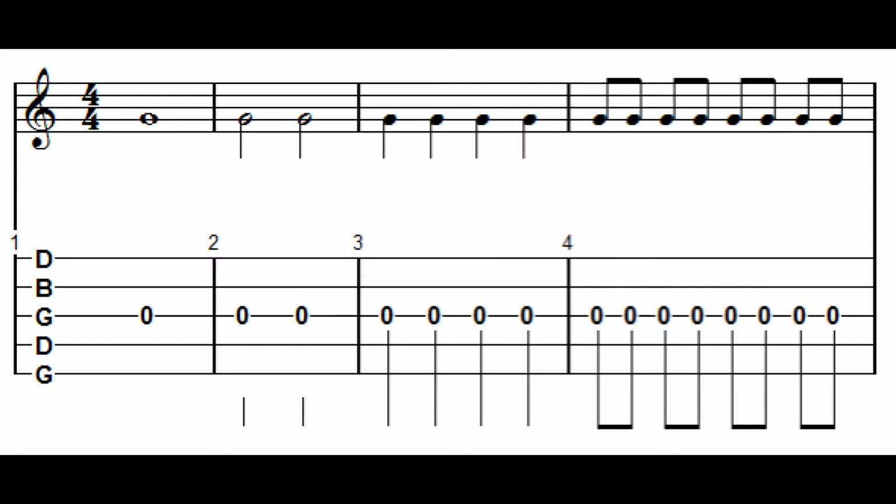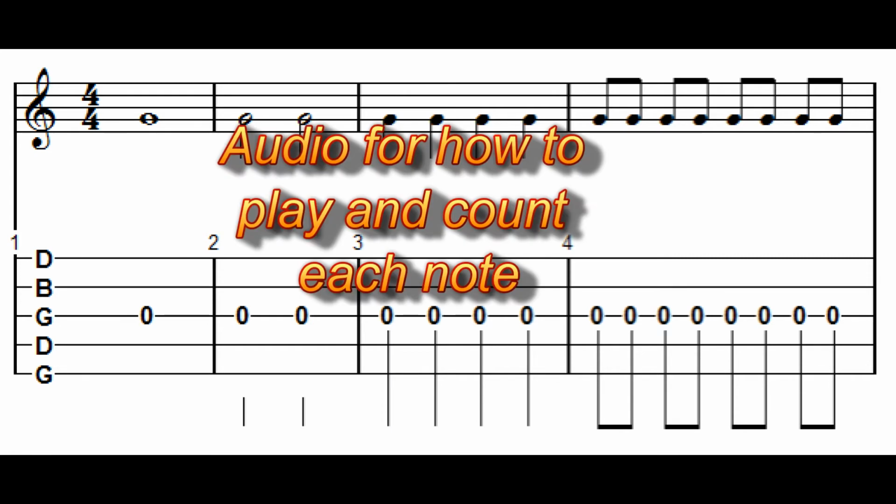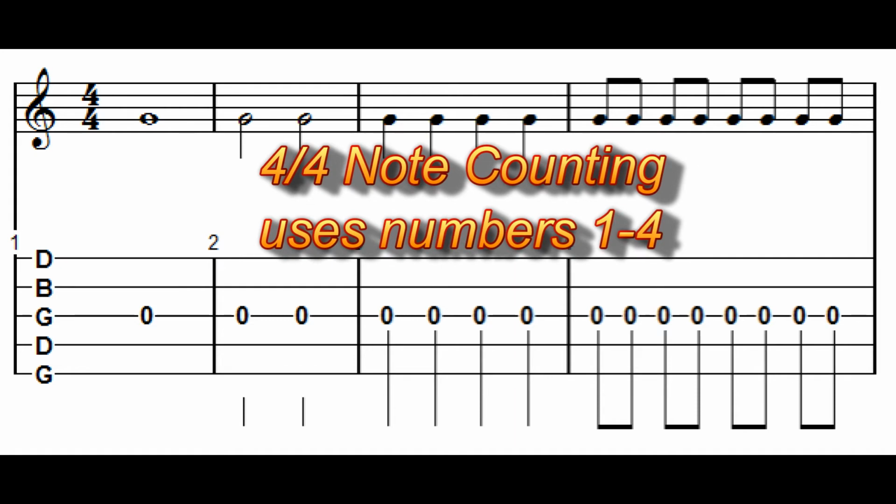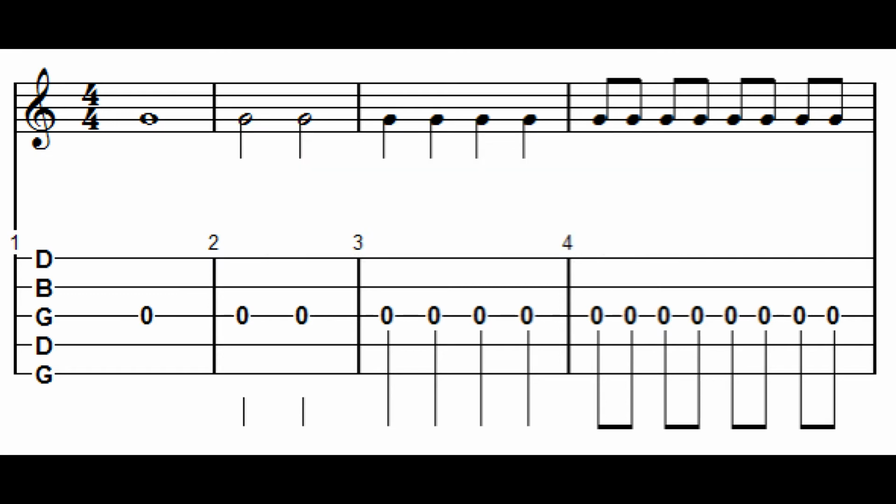Using our previous tab example, you will hear a short audio for each of the 4 notes, which will demonstrate how each note is both played and counted within the measure. Note counting uses the numerical values 1 through 4 to represent the beat when using a 4/4 time signature, along with some special characters to count the eighth notes.